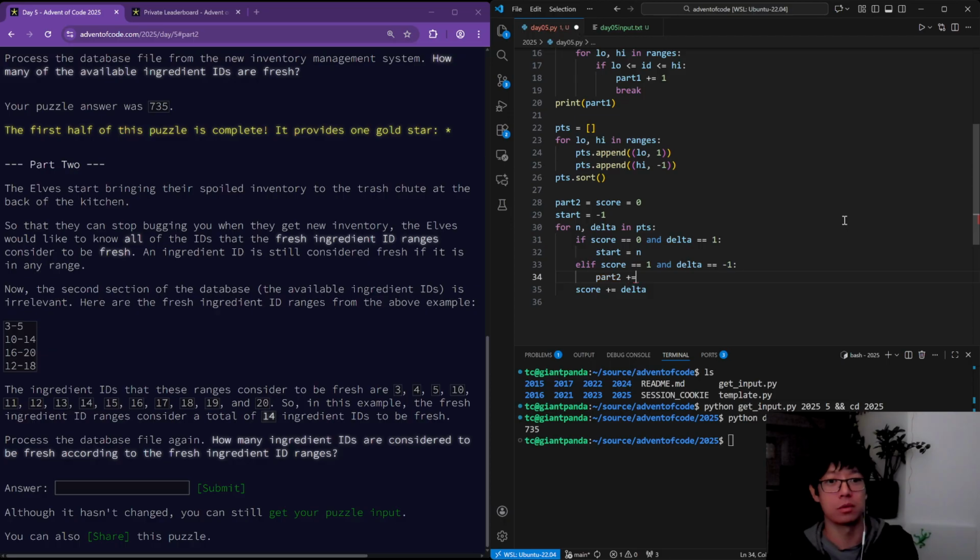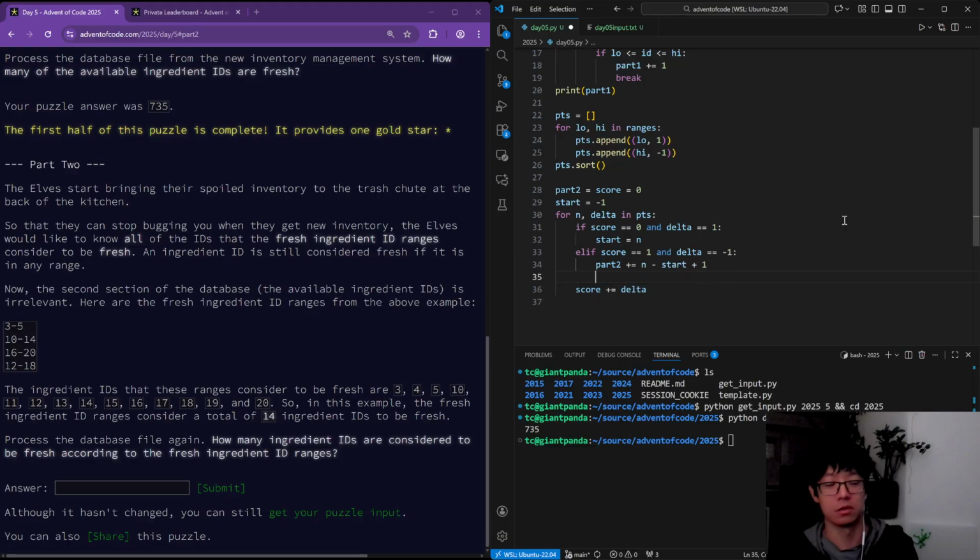Part 2, n minus start plus 1 because it's inclusive. What if it ends and starts at the same time? Right. That's actually a problem. What's going to happen first? The -1 is going to happen first. So maybe I should just flip that. Oh God, that's a pain. If it ends, we include it. And then we start, and then we're going to include it again. Oh yeah, that doesn't work.